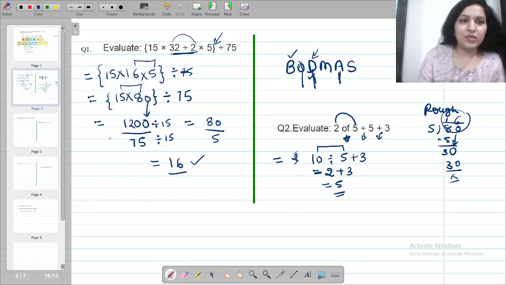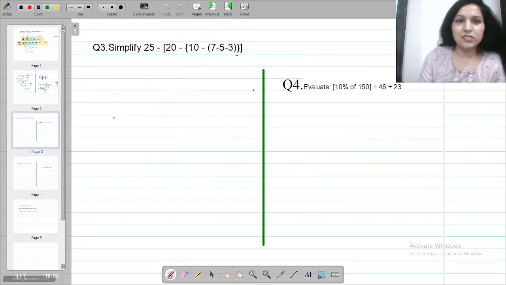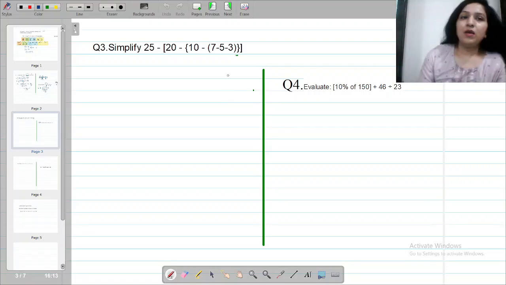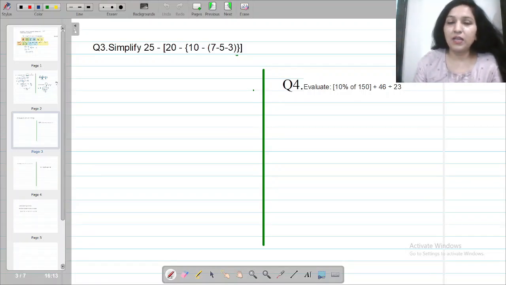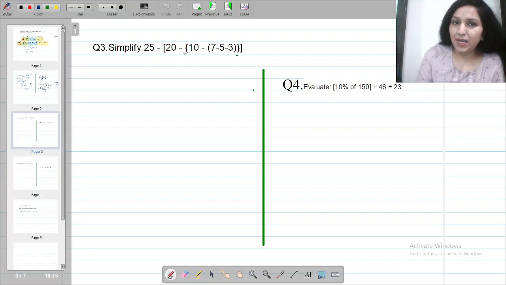Alright, let's do the next question. I request you to do this question simultaneously with me. Question number 3 is one of the most important questions wherein several parentheses or brackets are being given to you. There is a square bracket, there is a curly bracket and a round bracket.